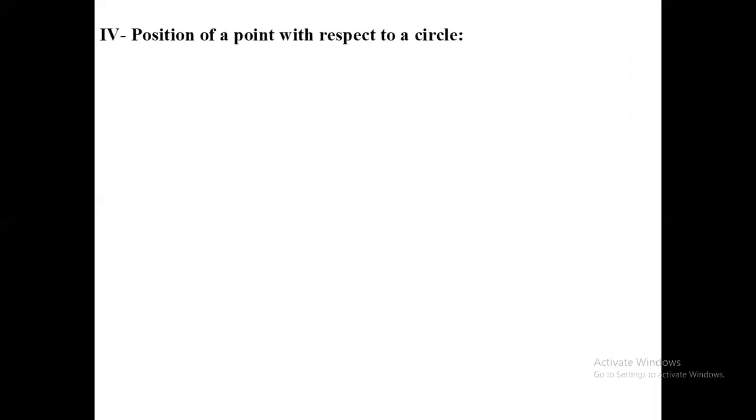Now let's move to the last point in this presentation. What about the position of a point with respect to a circle? A point may be inside the circle. A point may be outside the circle. And the point may be on the circle. If the point is either inside or outside, it's not on the circle. Yet we need to know if it's in the interior or in the exterior to the circle.